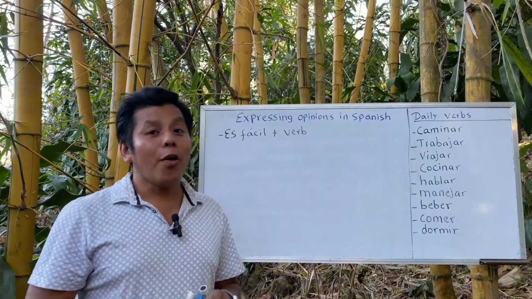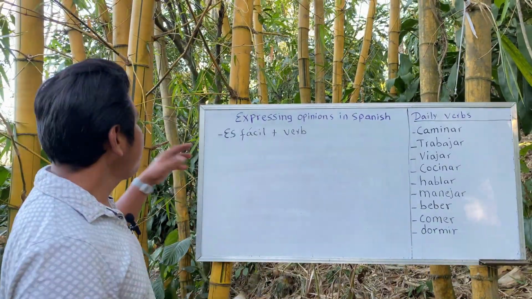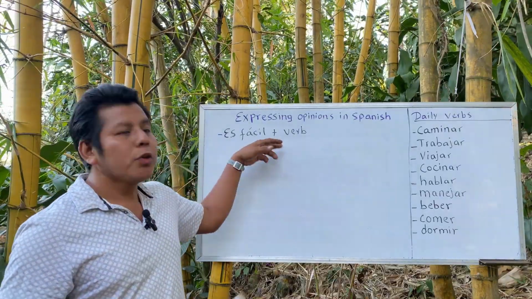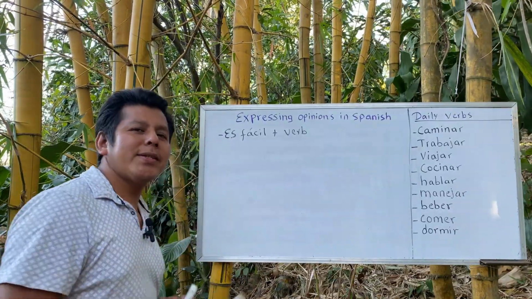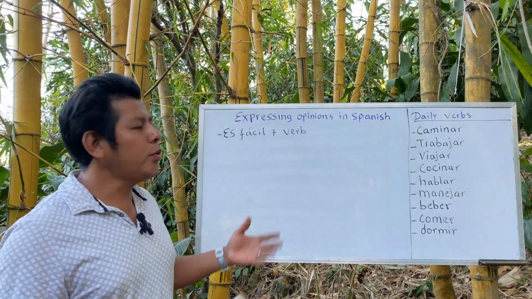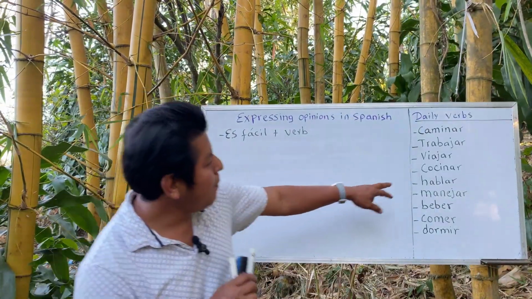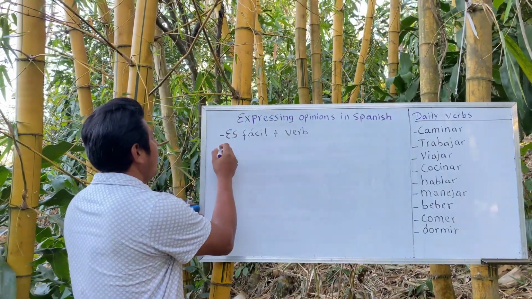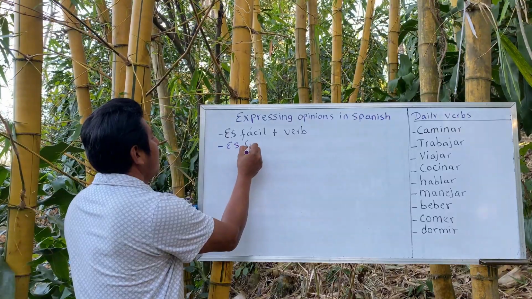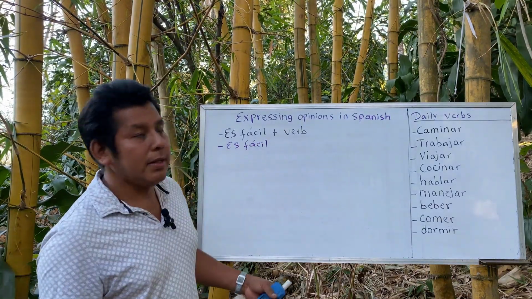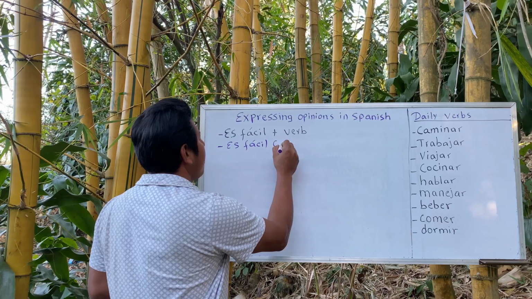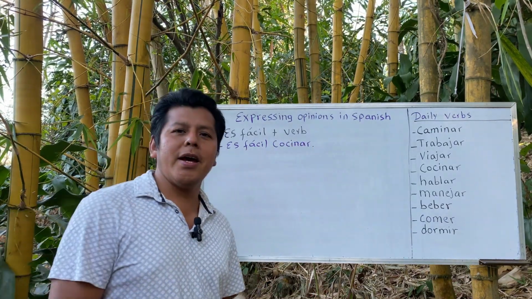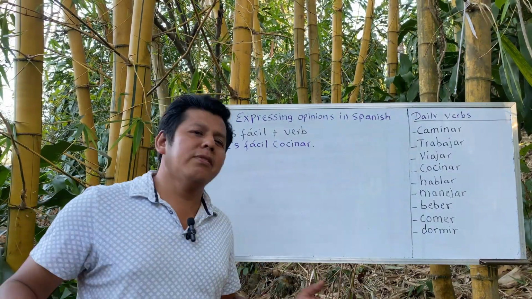The next structure or way to express opinions is es fácil plus any verb. It's easy to do something. Let's make one sentence. It's easy to do what? For example, cocinar, to cook. Es fácil cocinar. But possibly you are saying that, es fácil cocinar.